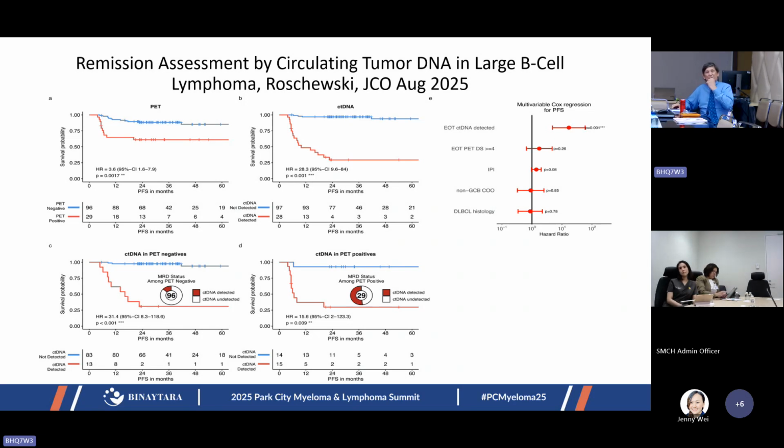And if you were PET negative, you could still see some patients had, in the red on the bottom right, circulating DNA detected in the PET negative patients. Most of those failed. And in the PET positive patients, when you saw circulating tumor DNA there also, they also failed. So it's a complex picture, but all of a sudden it's maybe changing things.